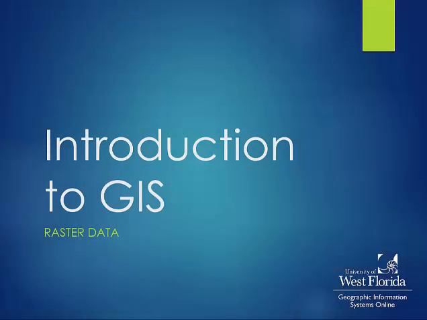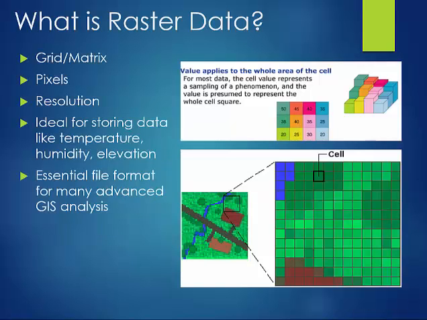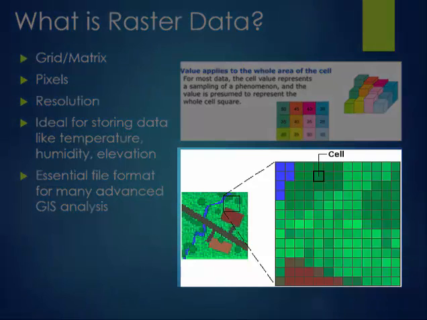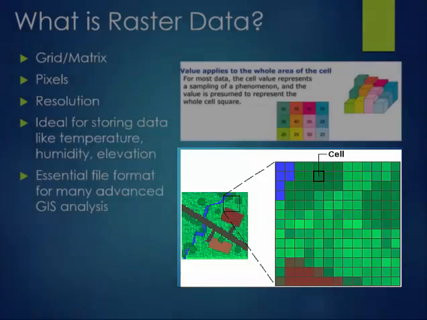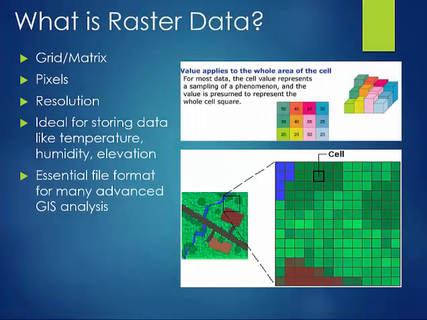In this video, we will learn more about raster data. Raster data is made up of pixels or cells, and each pixel has an associated value. In its simplest form, a raster consists of a matrix of cells organized into rows and columns, or a grid, as shown in the graphic, where each cell contains a value representing information such as temperature.